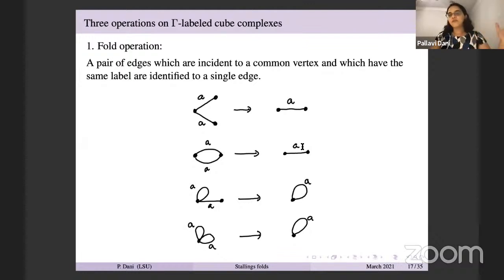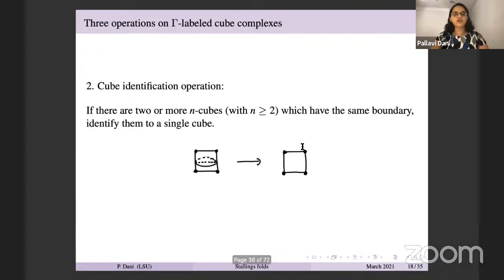Okay, so that operation is just like the previous case, but now there's also a higher dimensional analog of this thing. So you have cubes, and you might need to identify multiple cubes which have the same boundary. In this case, this picture is supposed to signify three different squares which are all glued along the same boundary, and then the identification operation just identifies them all into one square. And you can do this in higher dimensions as well.